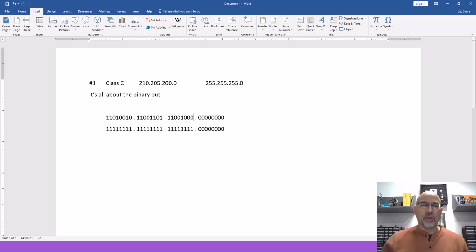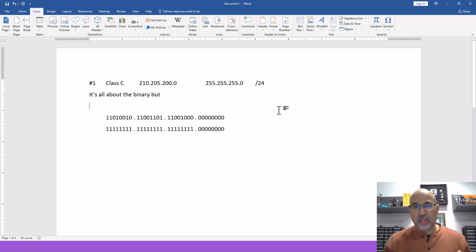Our first one that we're going to start off with is a Class C address. I've just picked some random numbers, 210.205.200.0 as my Class C address. And that means that we have a default mask of 255.255.255.0. Another way to write this is with the CIDR notation, the classless interdomain routing notation, and in this case it would be a /24. That means that I'm just counting the binary ones in the mask.